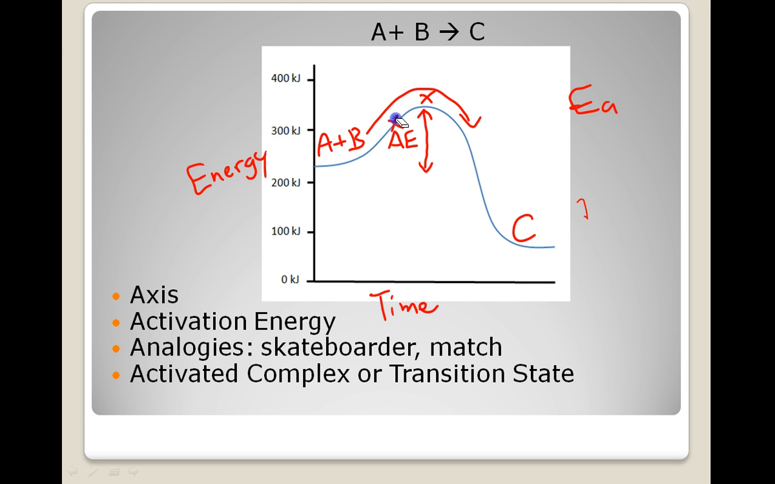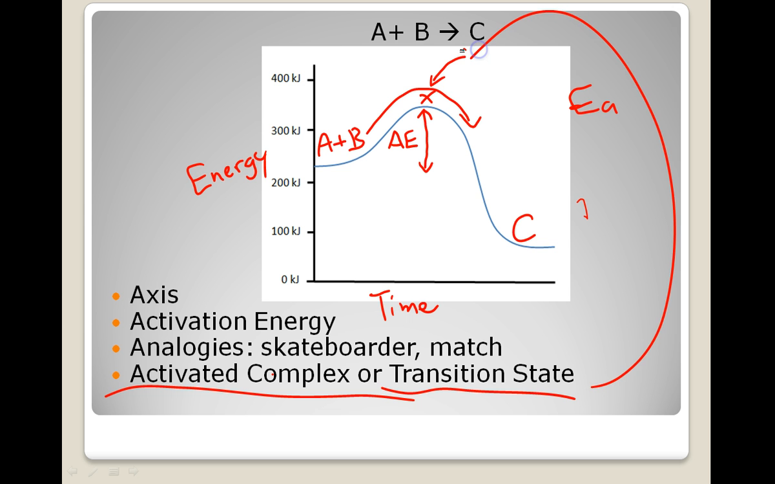Okay, now what we call the top of the hill, again, this part right here, we have a couple of names for it. Sometimes we call it the activated complex, or also the transition state. Both of those are at the top of the hill, sorry for the crooked lines here. So all the way up there.